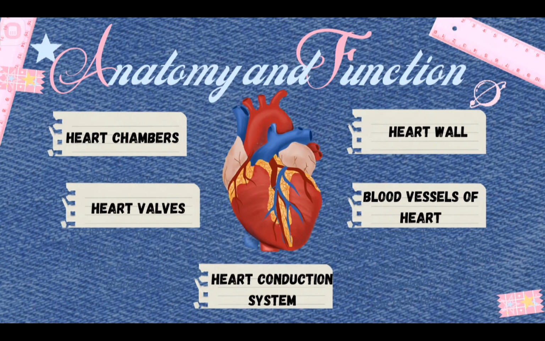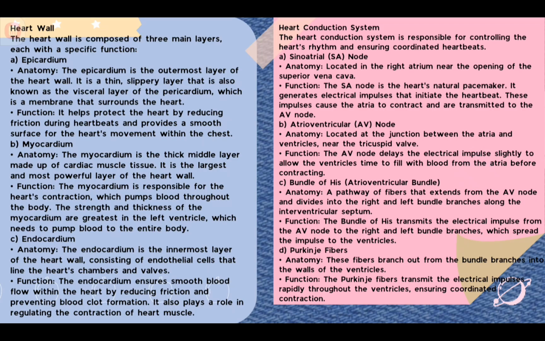For anatomy of the heart, I have divided it into 5 parts, which are heart chambers, heart valves, heart wall, blood vessels of heart, and heart conduction system. First up, let's talk about the heart wall, which is composed of 3 main layers: epicardium, myocardium, and endocardium. For the conduction system, it requires sinoatrial node, SA node, atrioventricular node, AV node, bundle of His, and Purkinje fiber.